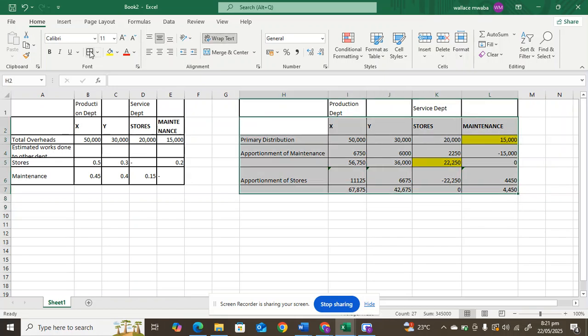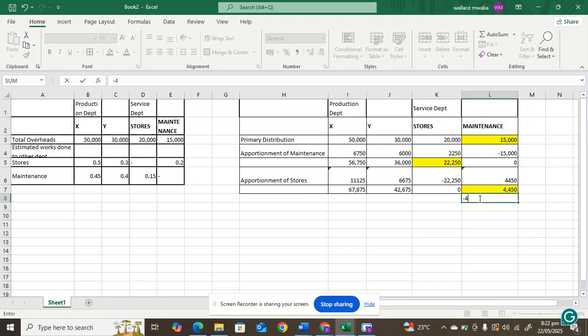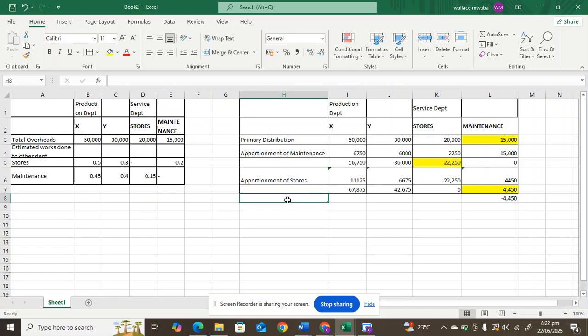So we have to repeat the process again. This time it's this 4,450 which we need to reapportion from maintenance back to stores, department Y and department X. So you put here negative 4,450. This is the amount we need to reapportion. So we say apportionment of maintenance.